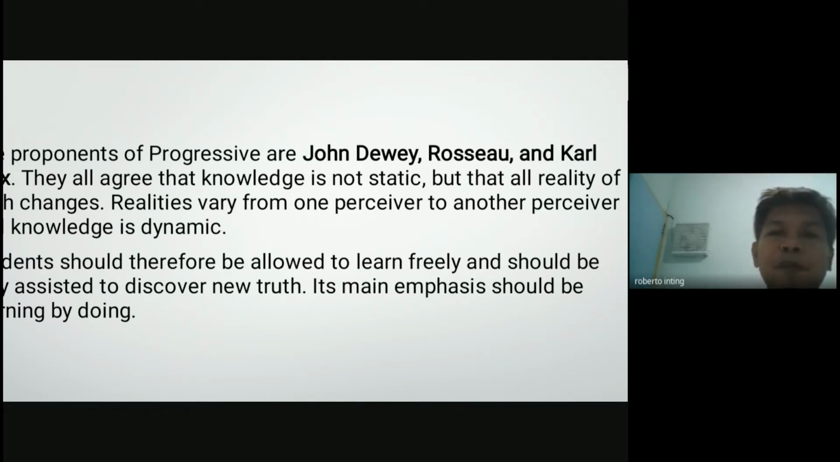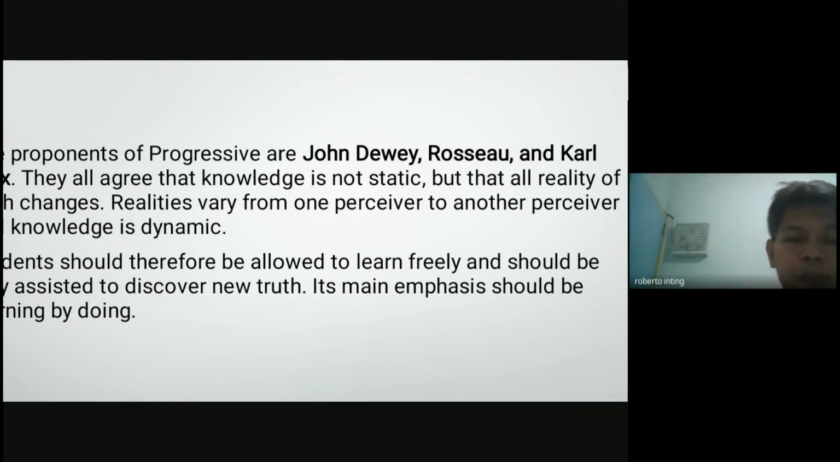Realities vary from one perceiver to another perceiver, and knowledge is dynamic. Students should therefore be allowed to learn freely and should be only assisted to discover new truth. Its main emphasis should be learning by doing.